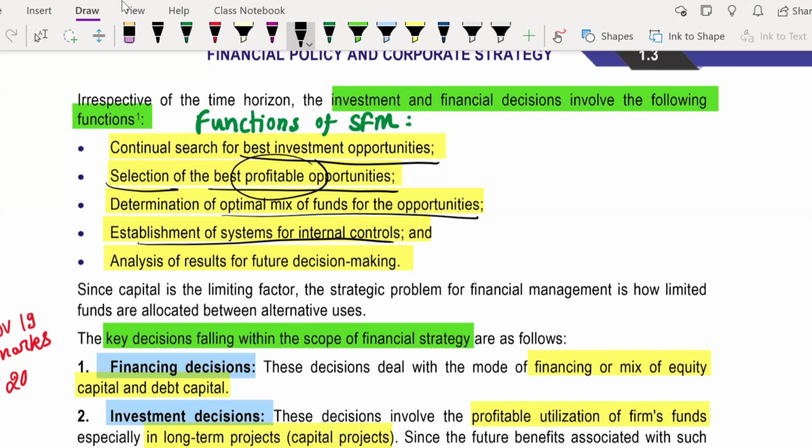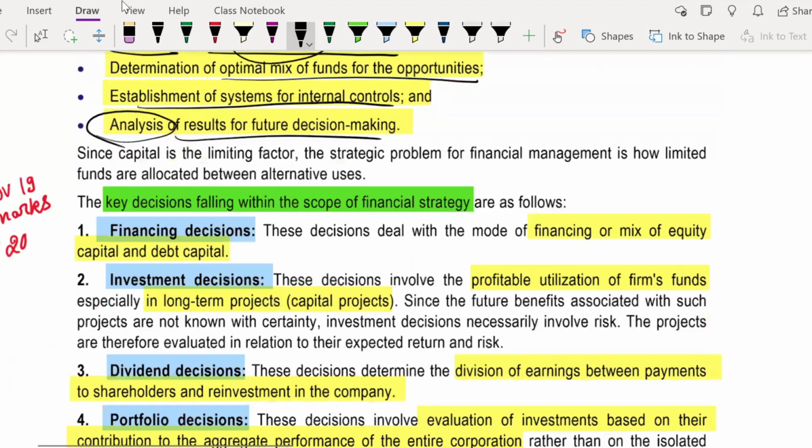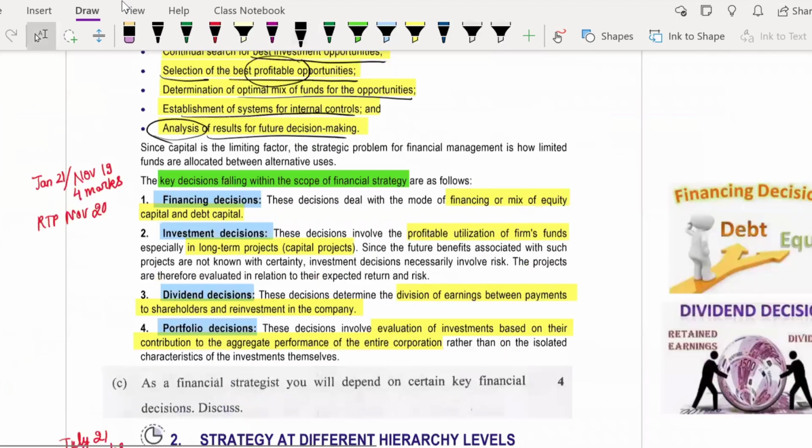Okay, so establishment of internal controls, and finally you will analyze what are the results that have come out of whatever you have invested, and you're going to take help of that for making decisions in the future. Okay, the next time whenever you're investing, you will keep all of this analysis in your mind, from your past experiences what you have gained and how you're going to use it in your future decision making. Okay, yes. So moving on to the next part.